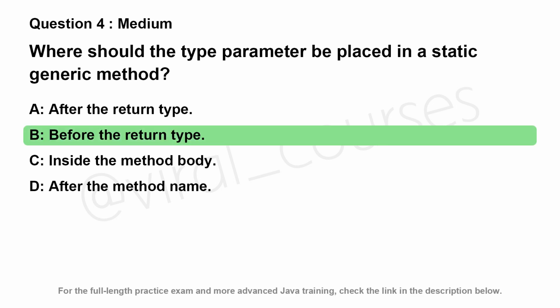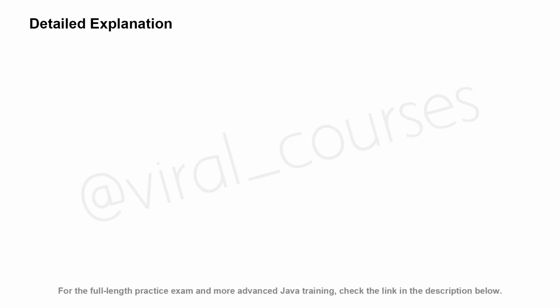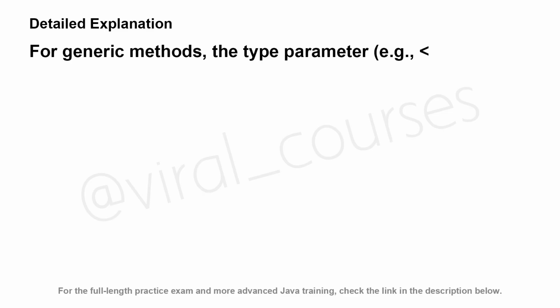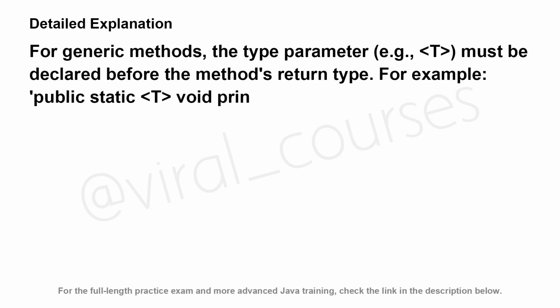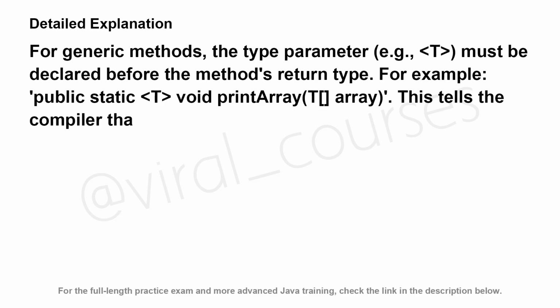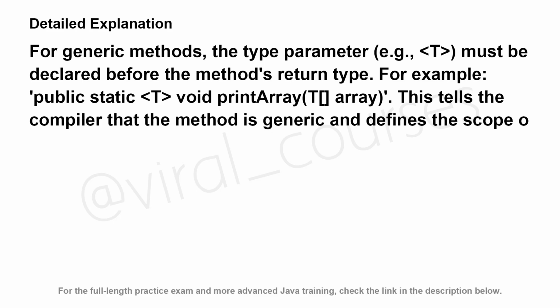The correct answer is B. For generic methods, the type parameter, for example <T>, must be declared before the method's return type. For example, public static <T> void printArray(T[] array). This tells the compiler that the method is generic and defines the scope of the type parameter.